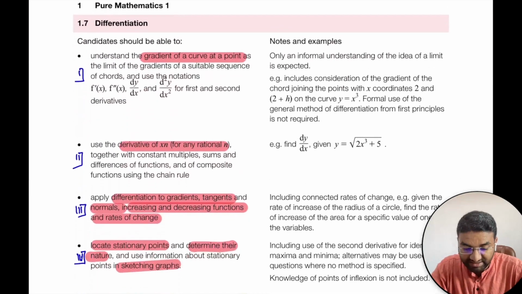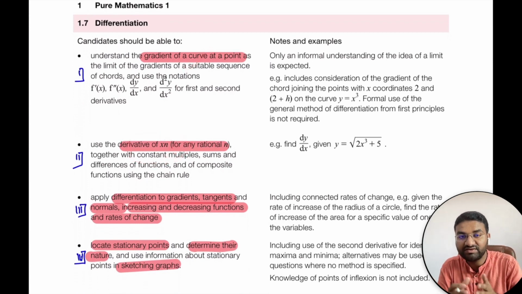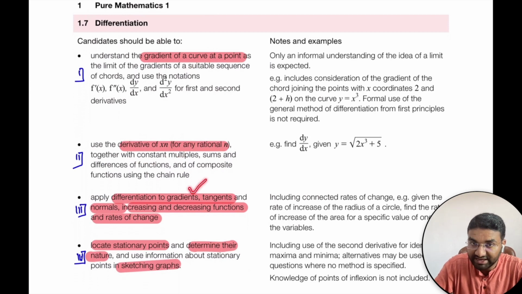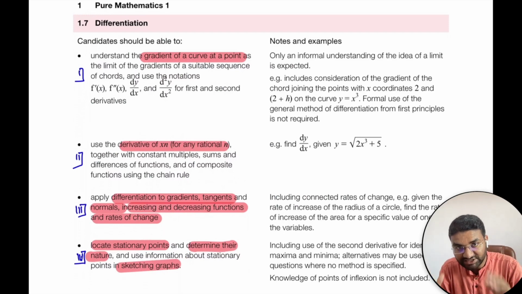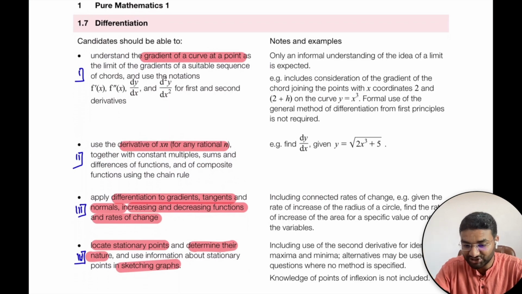Next you have the 7th topic, differentiation. The gradient of a curve, then the derivative of x raised to the power n is there. Then we have to use differentiation to find the gradient. Then equation of a tangent, normal, increasing and decreasing functions, then rate of change. Then we also use differentiation to find stationary points, the nature of a stationary point, and at the end we have to understand the sketch of the graph.